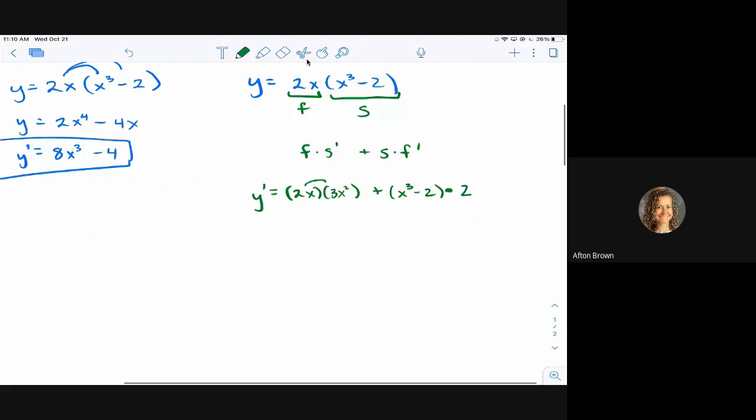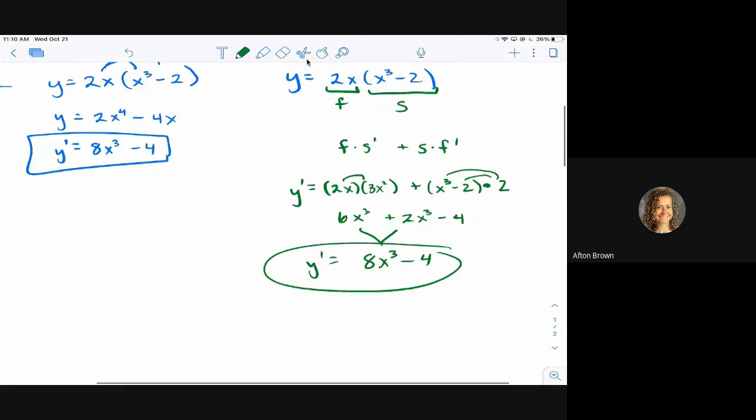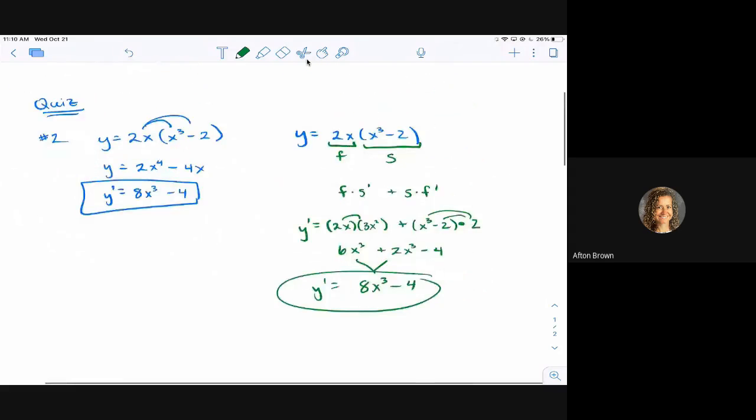I want to show you that these are equivalent. Okay, so if I multiply these two, I'd get 6x cubed. If I distribute this 2, I would get 2x cubed minus 4. Do you see how we get the exact same answer? So there's y prime. What way is easier? Yeah, this way is definitely easier, right? If we can avoid product rule, we're going to avoid product rule. Okay, so you would multiply those together.